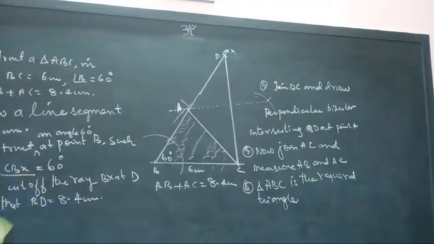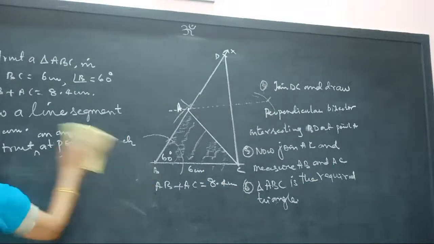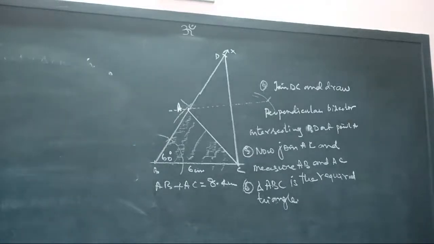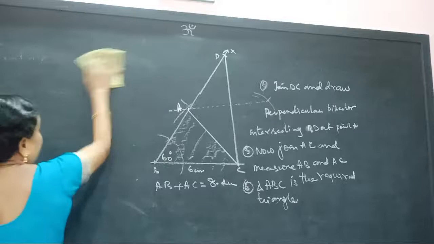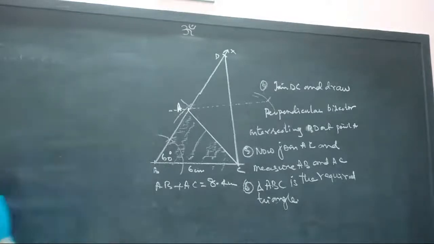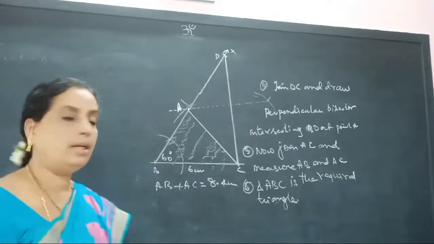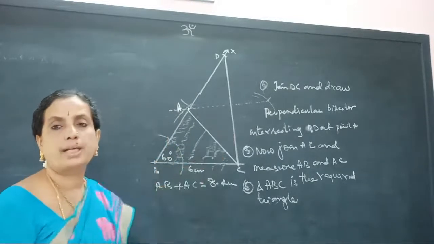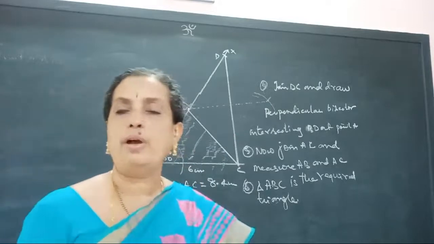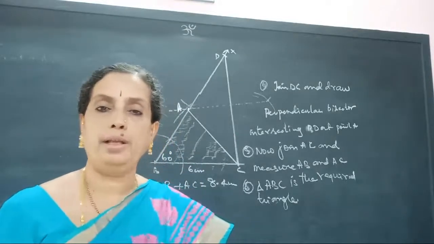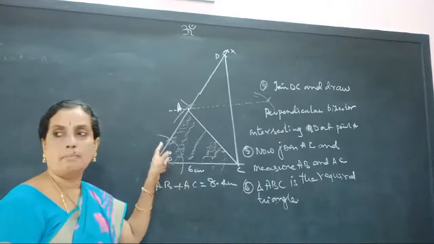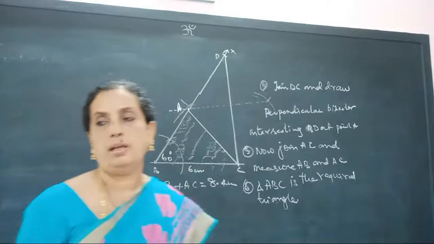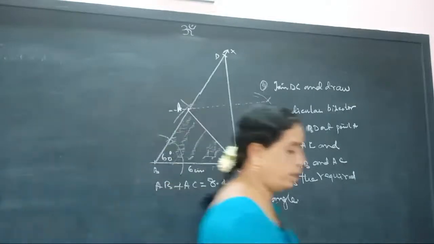Next question. So among the types of construction, the first type is construction of a triangle when base, angle, and sum of two sides are given. Now I will move on to the next type, where base, angle, and difference of two sides are given. Okay. So let us take the question.